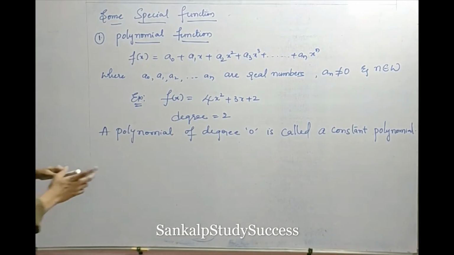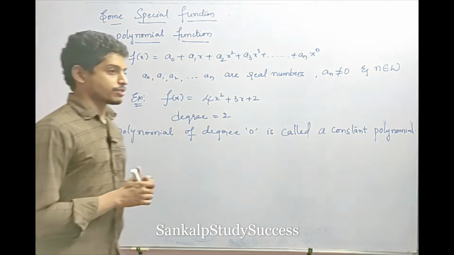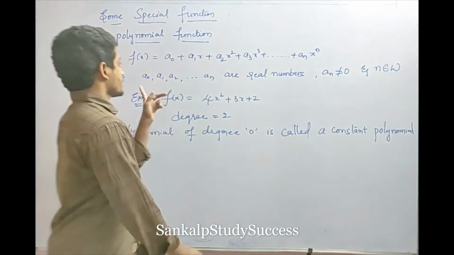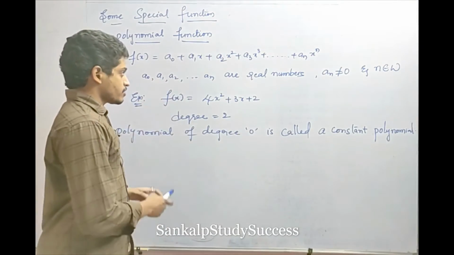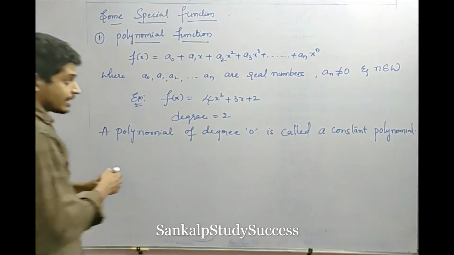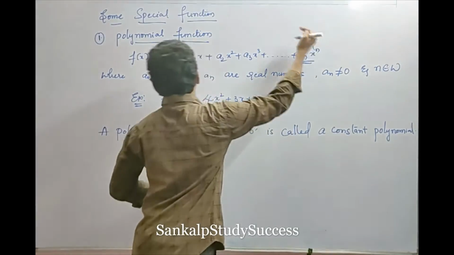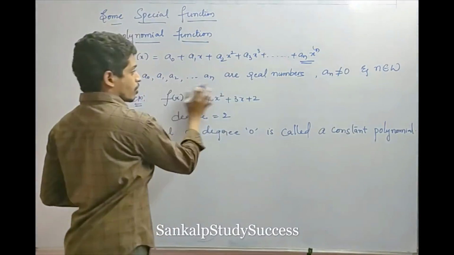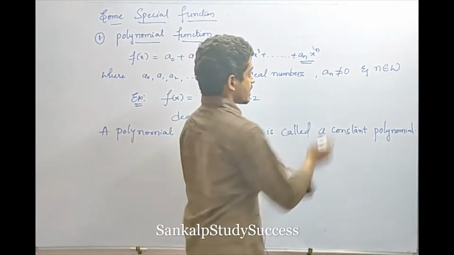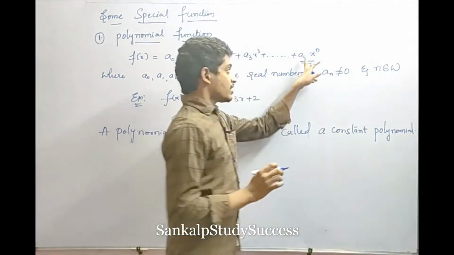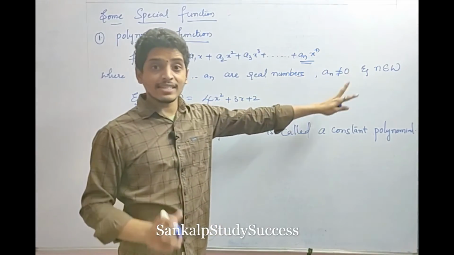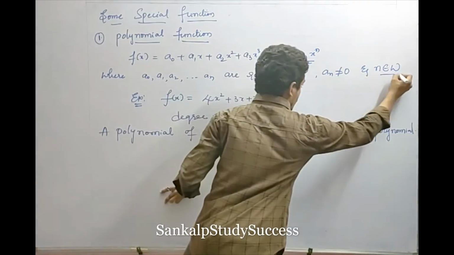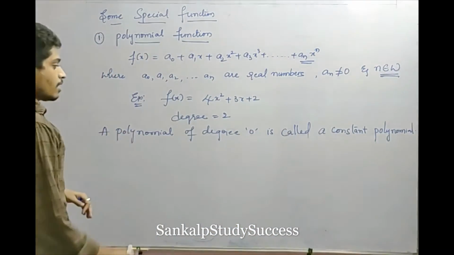So let us see some special functions. First one is polynomial functions. What is a polynomial, friends? Poly means many. So polynomial, see, f of x equals a0 plus a1x plus a2x square plus a3x cube and so on until an x power n. This is called an nth order polynomial. Okay friends, this is a polynomial and a0, a1, a2, a3, and so on, an are called real numbers, such that an should never be equal to 0. That means the coefficient before x power n, the highest one, should never be 0. And this n should be a whole number. Okay friends, they start from 0, right?